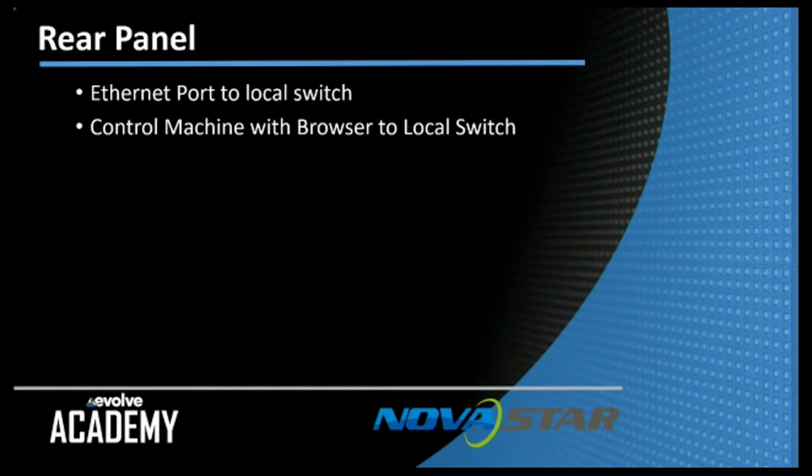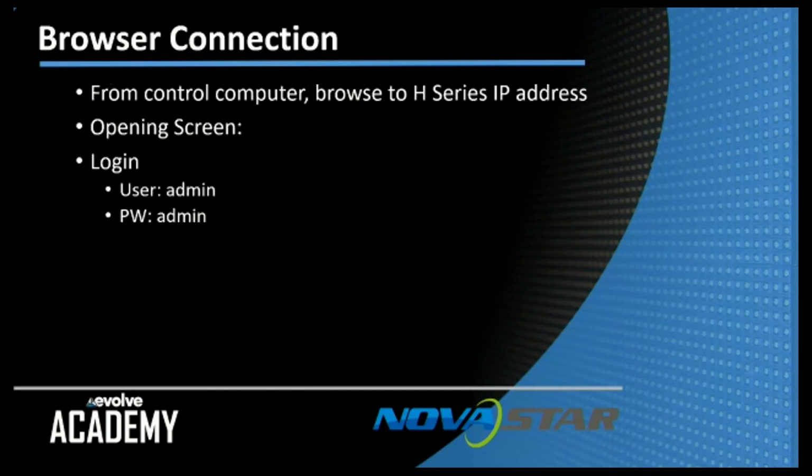If you are setting one of these up in an installation, I recommend VLANing the H processor and the multi-viewer to a separate VLAN so that the multi-viewer network stream doesn't bog down the rest of your network. From the front panel, we go to log in and we go from there.